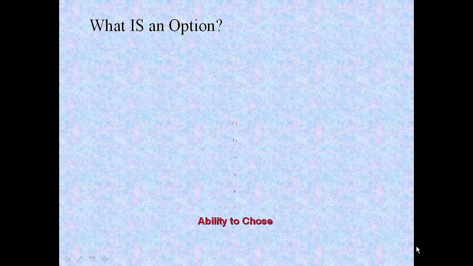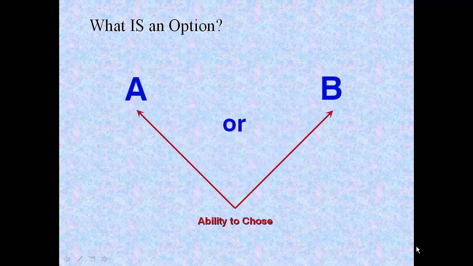An option is not accurately defined by the right to buy or the right to sell. That description is too limiting, especially in the energy business. So then, what is an option? An option is an operating flexibility that allows you to choose between two alternatives. Choose A or choose B. These are called real options.